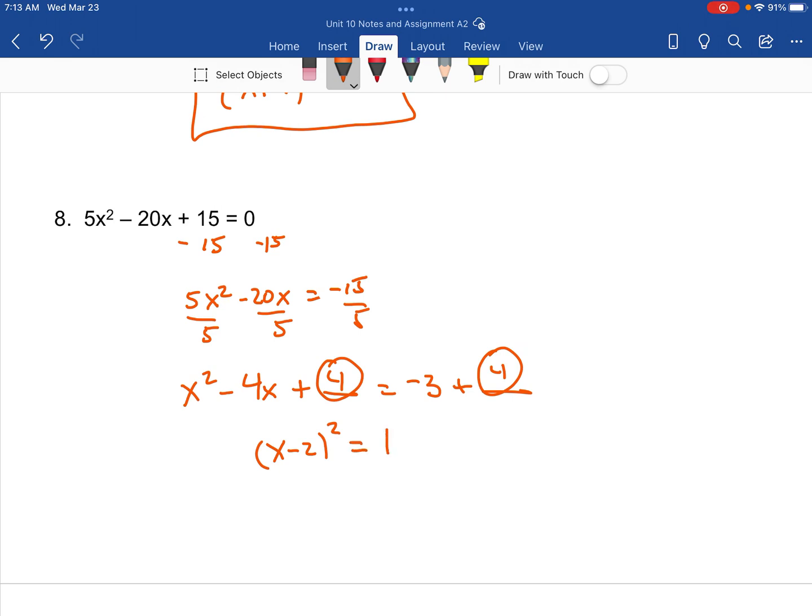Okay, so on this section, I'll accept that answer. If you want to put the 5 back in, I would also accept 5 quantity (x - 2) squared equals 5. Either one of those are acceptable answers.